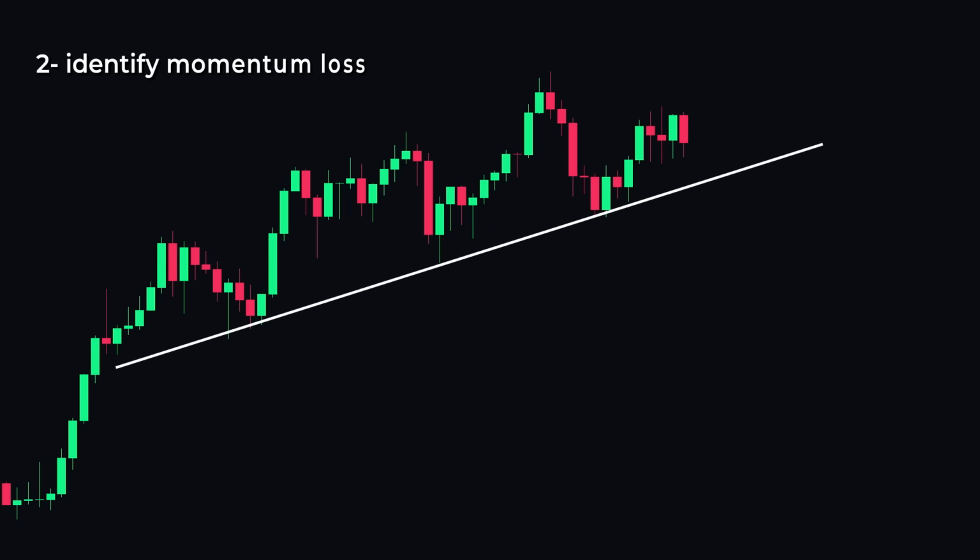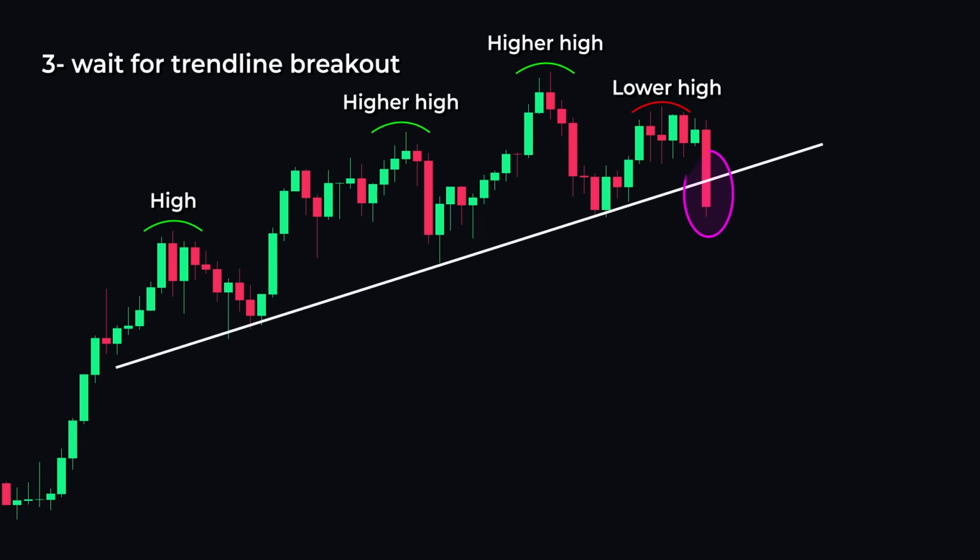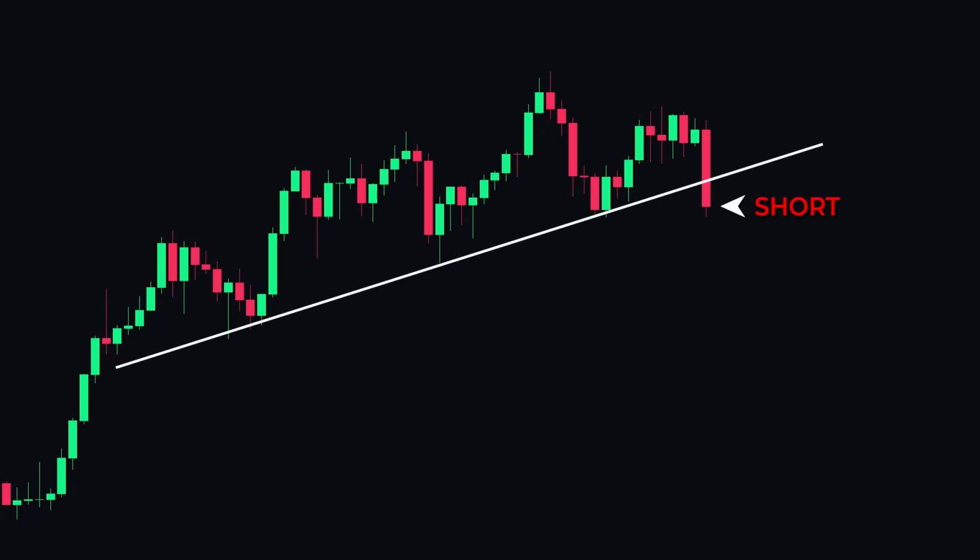Next, we identify momentum loss by looking at the market structure. And here we can see that price shifted from making higher highs to lower highs, signaling that this existing uptrend is getting weaker. Once this happens, we wait for the price to close well below the trend line, confirming the trend change. And because this is a bearish setup, we take a short position.